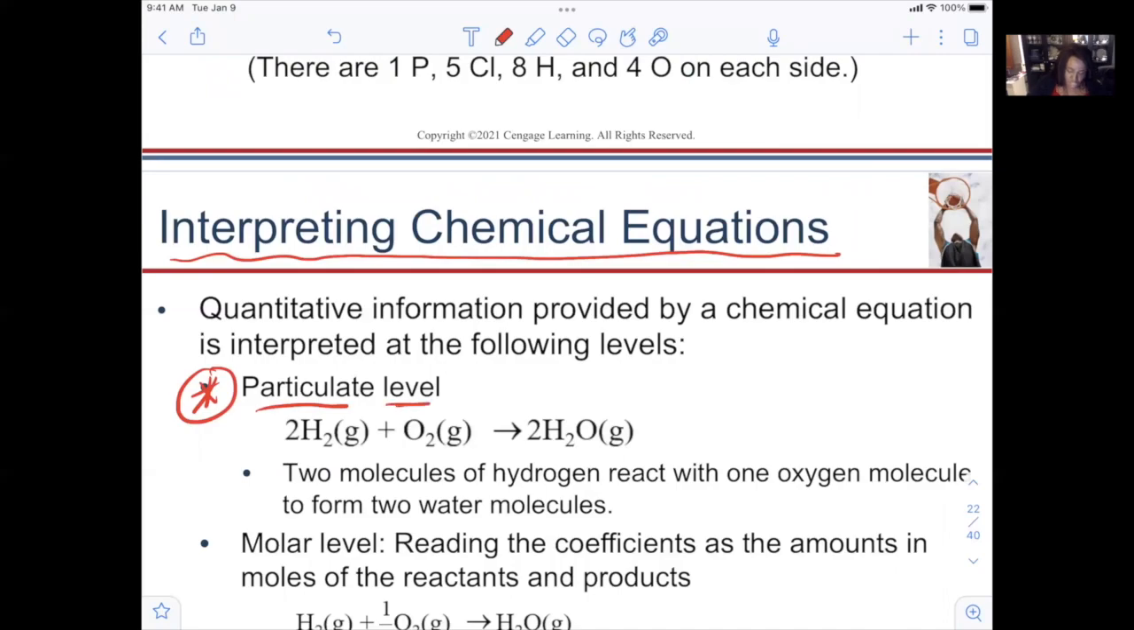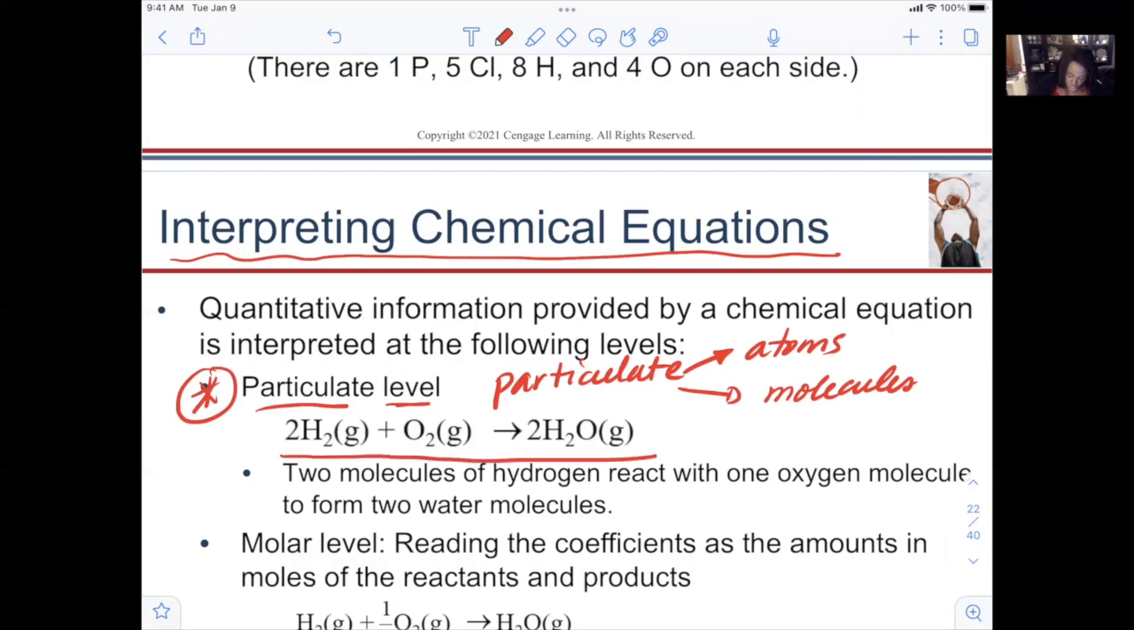Particulate level. I mentioned in prior videos that in chemistry, particulate is usually talking about either levels of atoms or molecules, right? When they say particulate, it's not really a lazy way of referring to both, but it's an umbrella term that contains both atoms and molecules, okay? So you are going to be describing the balanced equation using these words when appropriate.